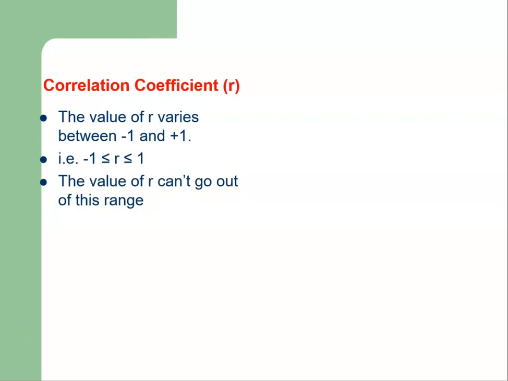The value of r cannot go out of this range. So it means that the value of coefficient of correlation cannot be more than 1 or less than -1. That is, it cannot be 1.2 or 1.3 or 1.4. Similarly, it cannot be -1.1 or -1.2 or -1.5 and so on. So the value of coefficient of correlation will strictly be lying between these two extreme values of -1 and +1.